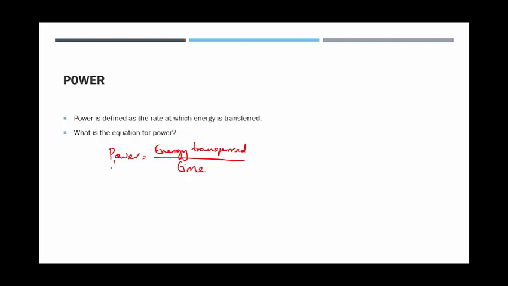And power is measured in watts. Energy transferred is measured in joules and time is measured in seconds. The alternative equation is power is equal to work done divided by time taken. Again, power in watts, work done is in joules, and time is in seconds. So 1 watt is 1 joule per second.